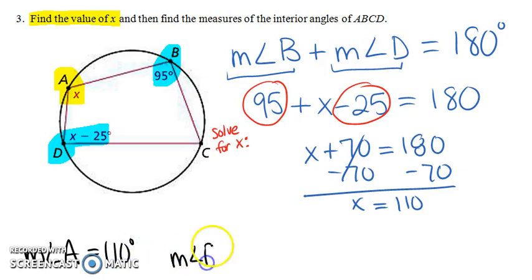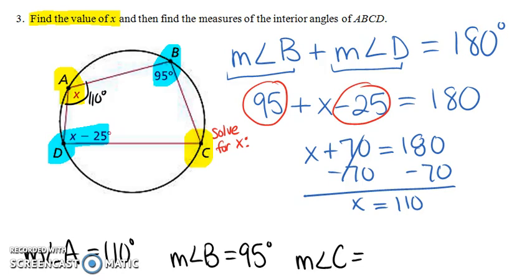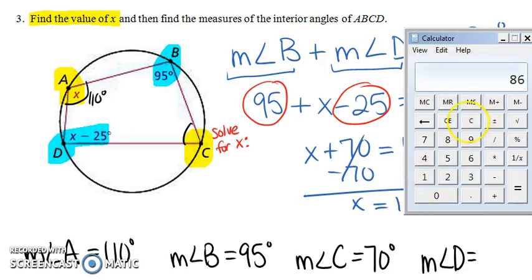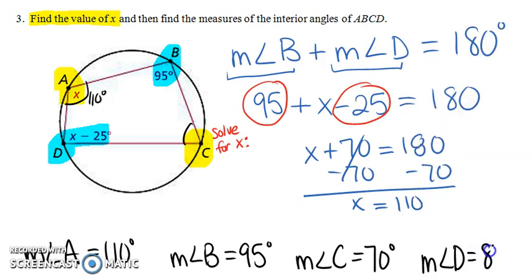The measurement of angle B, well, that's given to us. The measurement of angle B was 95 degrees. The measurement of angle C, well, if I know the measurement of angle A was 110 degrees, then I know that the measurement of angle C has to be the supplement of that. So the measurement of angle C will be 70 degrees. And then lastly, the measurement of angle D is going to be 110 take away 25. So 110 take away 25 gives me an angle measurement for angle D of 85 degrees.